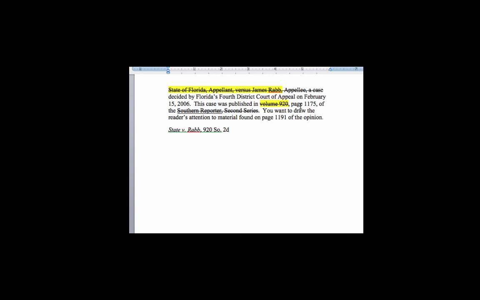Then we need our page number, which is going to be 1175. And we always, always, always need the pin site. So here, the pin site is going to be 1191. That's what page we're pulling information from. Then we need to put the court and date information. So this is where Florida's rules differ from what the Bluebook says. So this is Florida's 4th District Court of Appeal on February 15th, 2016.